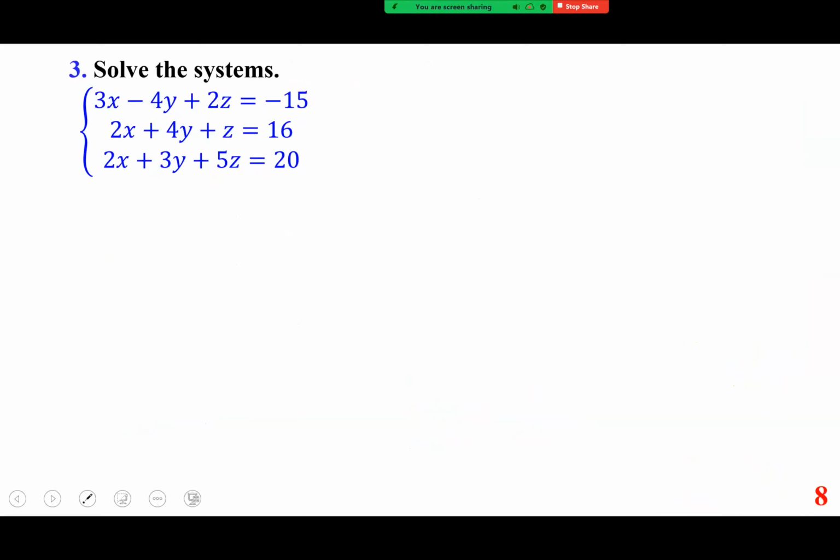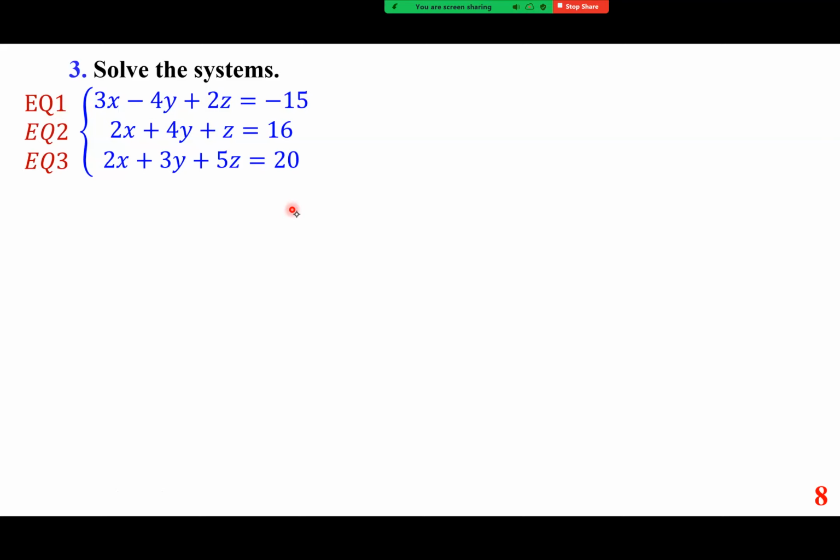Let's go to this question. 3x minus 4y plus 2z equals -15. 2x plus 4y plus z is 16. 2x plus 3y plus 5z equals 20. We can do it by hand, and of course, then we discuss it with matrices as well. First, let's number the equations 1, 2, 3 because it makes it easier.